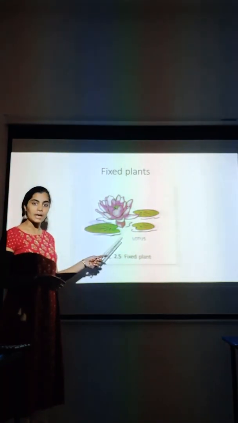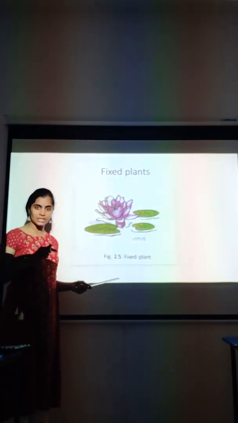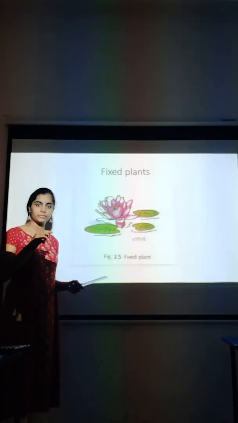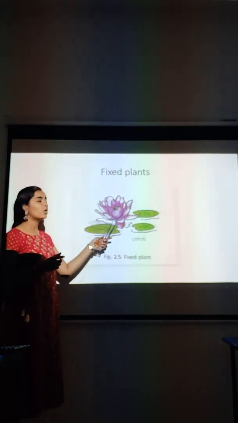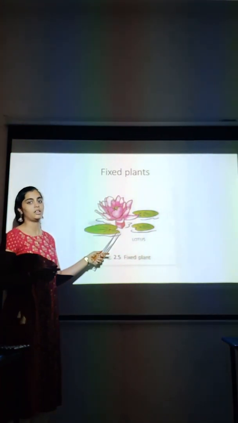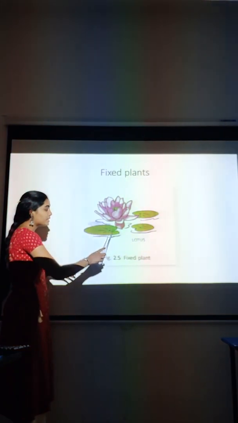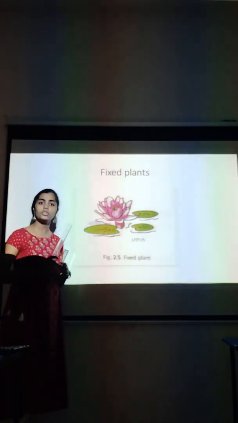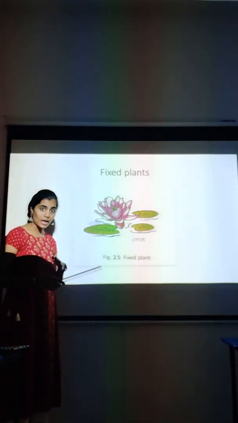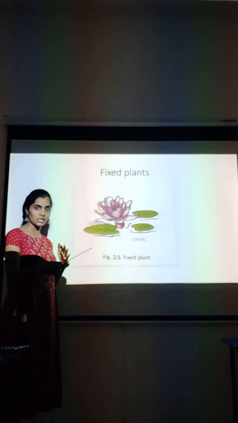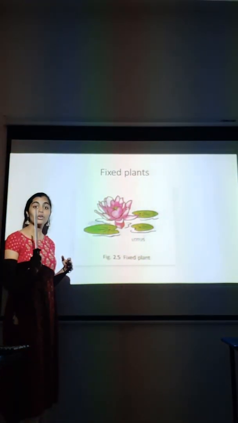Why? Because the stem is hollow. Hollow means it does not have anything present in it. It is filled with air. Okay? The stems are filled with air. That's why lotus floats on the water. Okay? And lotus has stomata on the upper side of the leaf. What is the use of stomata? It helps in taking in carbon dioxide and giving out oxygen. Okay? So stomata is present on the upper side of the lotus leaf.